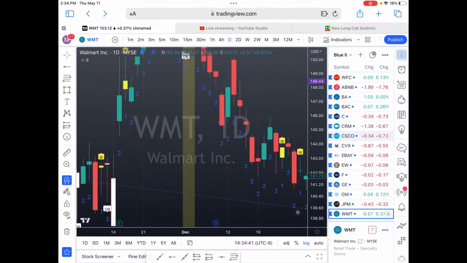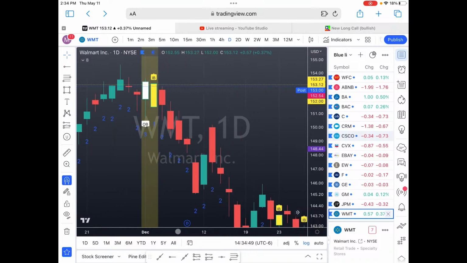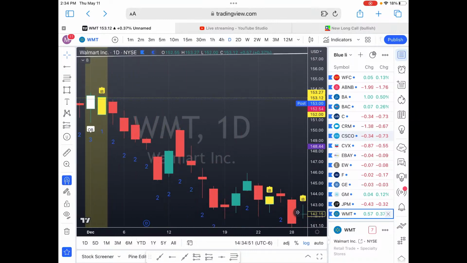Okay? See if there's one more here. Again, this one we triggered, hit targets, and then came back up. Okay? That's all we're looking for. We're looking for triggers and targets. We let the target stop us out. We let the candlesticks stop us out. So that is the list, guys.